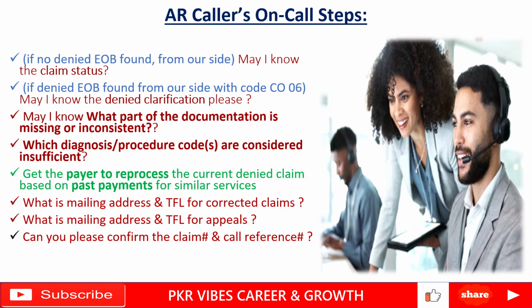And also the last question is, can you please confirm the claim number and call reference number? See guys, for example, if we already have a denial, there is no need to ask for the claim number. For example, if you don't have any denied claim status, at the time you should verify the claim number over the phone call. It's very important. And also you should take the call reference number for this conversation that you had with the insurance representative. In that way you can close this call based on these basic questions. These questions are very basic and vital for the CO6 denial.